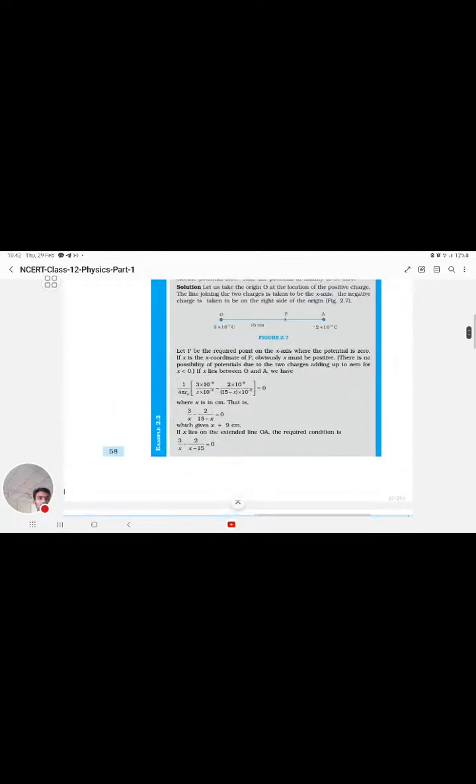R is equal to 15, no, 9 centimeter, which means that the other guy is going to be at 40. Okay, we will have another configuration as well.